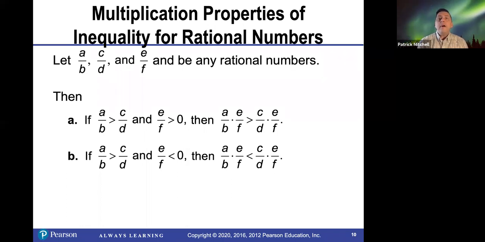All right, multiplication properties of inequality, just like with integers. If you start with an inequality and you multiply both sides by a positive rational number, then the inequality will go in the same direction. However, if you multiply both sides of that inequality by a negative rational number, then the inequality will switch direction.